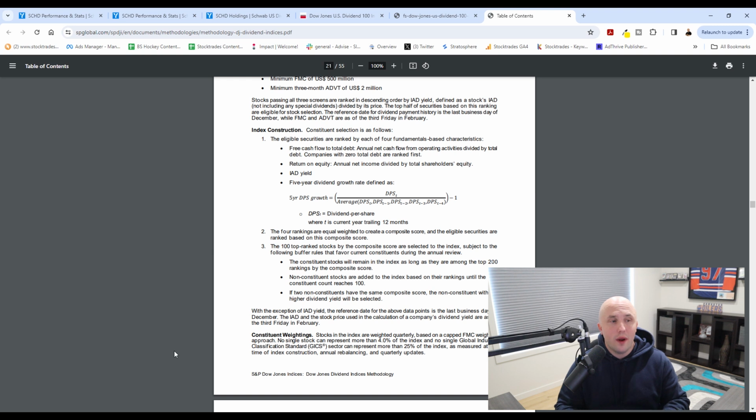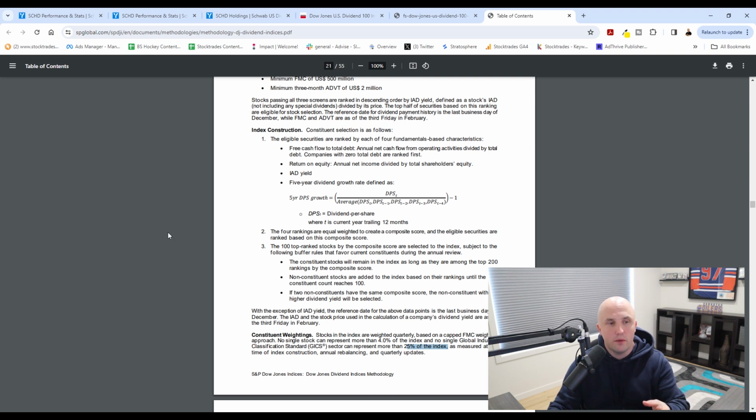So in terms of weightings, stocks in the index are weighted quarterly based on a capped FMC weighted approach. No single stock can represent more than 4% of the index, and no global industry classification standard sector, which would be technology, real estate, utilities, etc., can represent more than 25% of the index. So this is pretty much hard set rules for allocations.